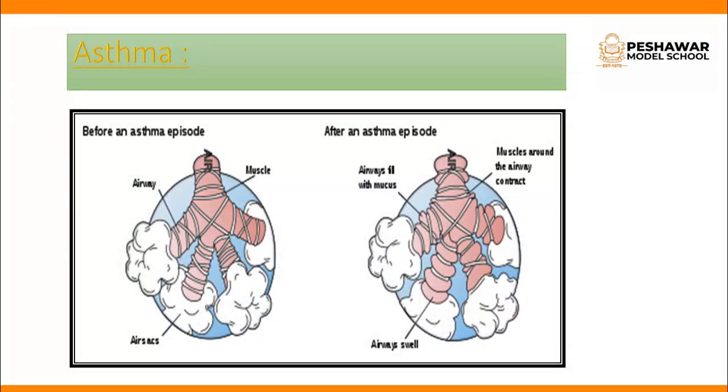Now we are having the next respiratory disorder, which is called asthma. In our day-to-day language, we also call it asthma or dama. Here we are having the diagram of asthma.